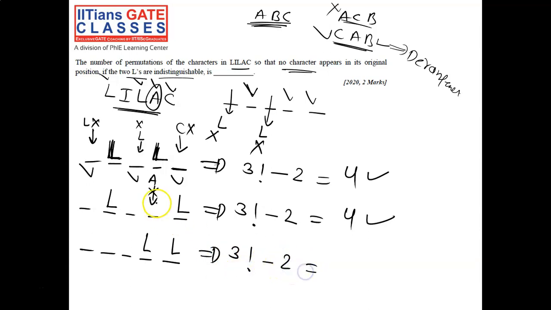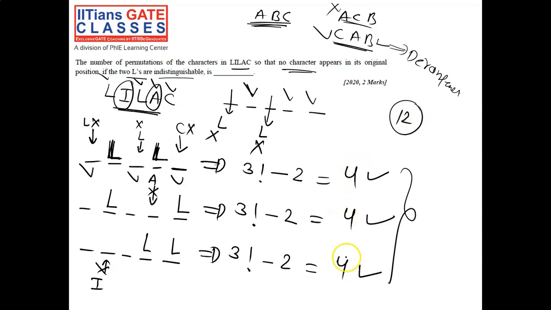2 again. Why? Because you see this I, the original position of I is the second position, so you cannot put I in the second position. So these 2 we are subtracting for the situation when I is in the second position. So finally we will get 4 such words. Now we have covered all the possibilities, and the total number of words that we will get is 4 plus 4 plus 4, 12 total.